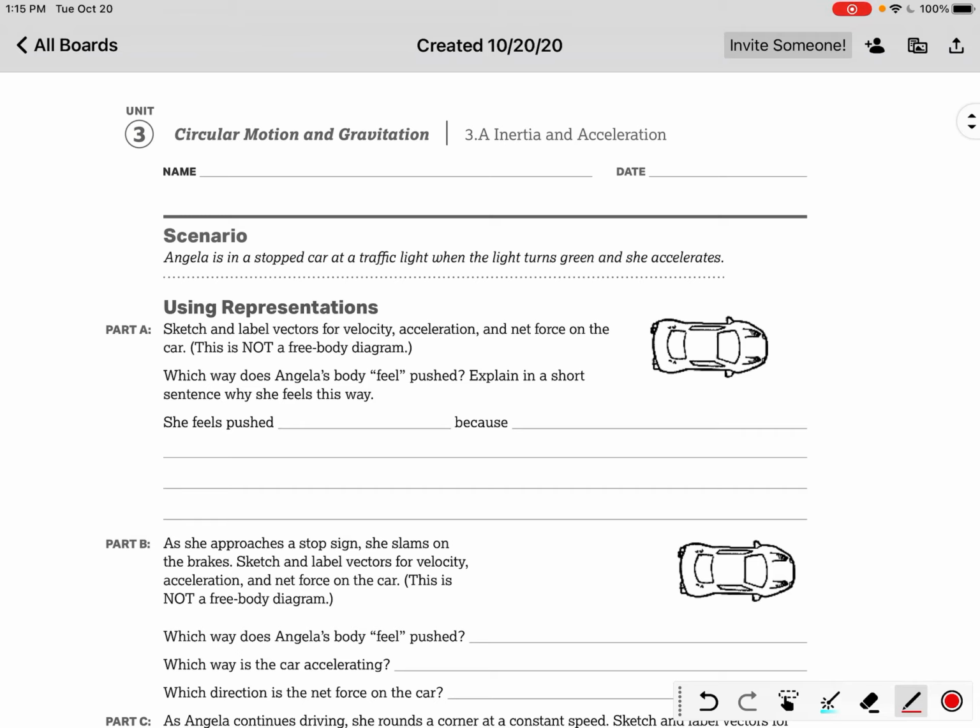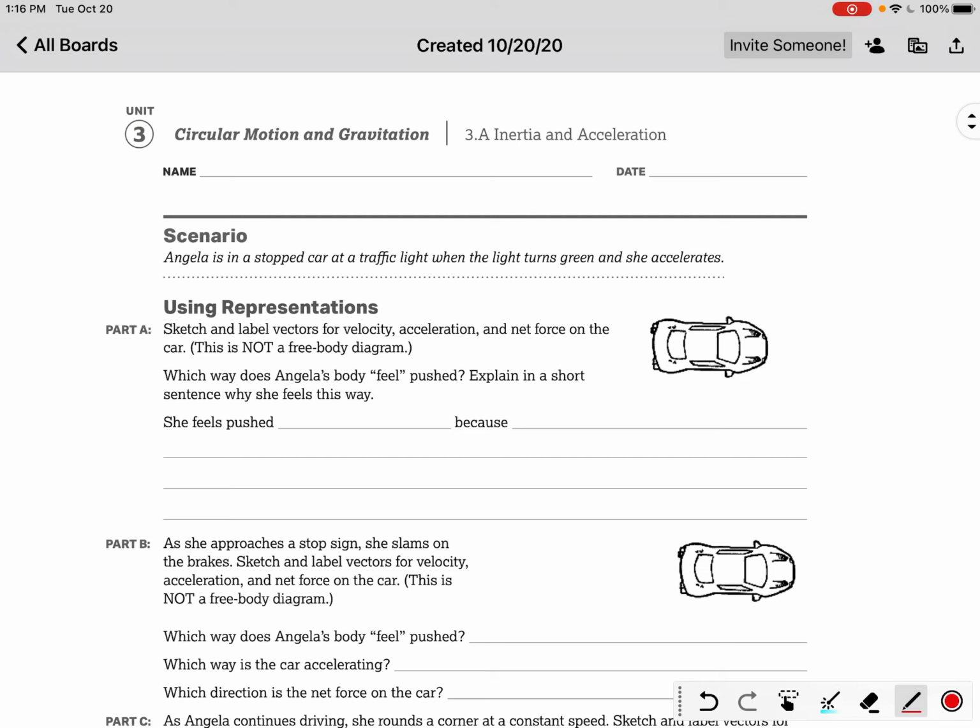This can apply to accelerations when we're speeding up or slowing down, going in a linear direction, but we'll find it also applies when we are turning. We're changing the direction of our velocity. That is also a change in velocity if we're simply keeping the same speed but moving in a different direction. So let's look at Angela.